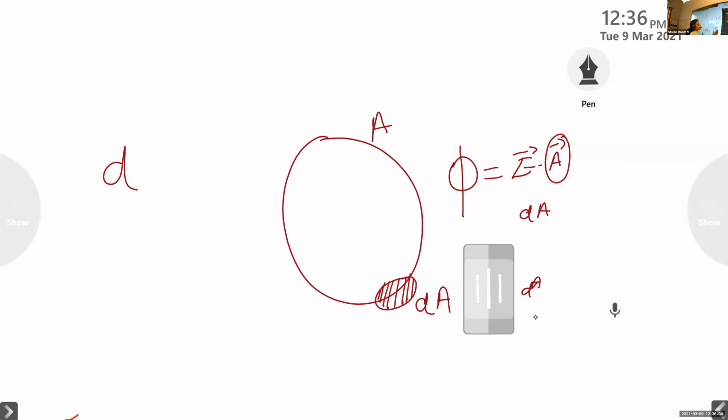So for a small area, the electric flux becomes d phi is equal to vector field E dot dA, because we are calculating the electric flux of a small area. Now, from this small area, from this figure, I want to calculate the entire electric flux. How is it possible? It is possible by integrating.